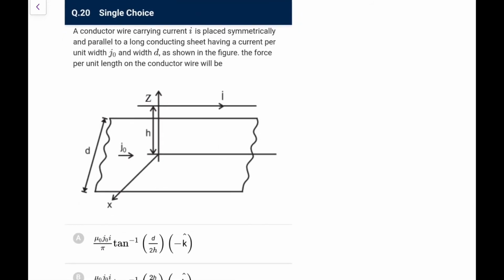Next, you have a wire carrying current I placed symmetrically and parallel to a long conducting sheet having a current per unit width J0 and width D as shown in the figure.